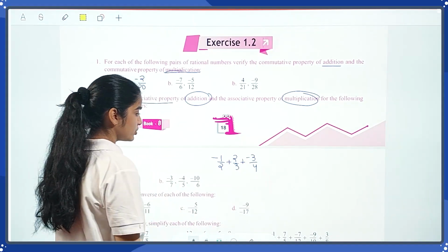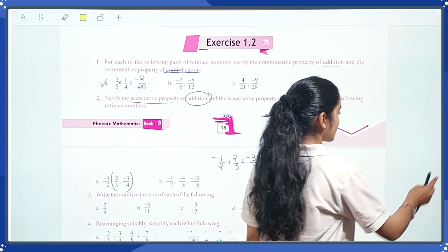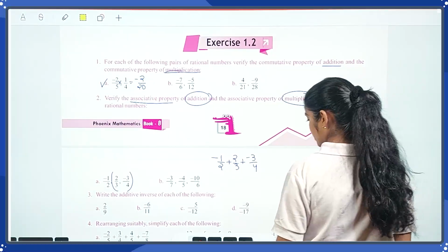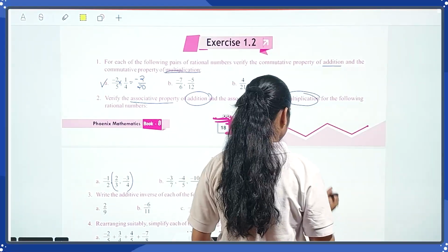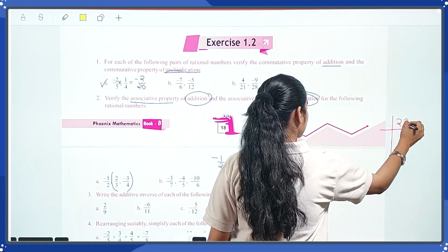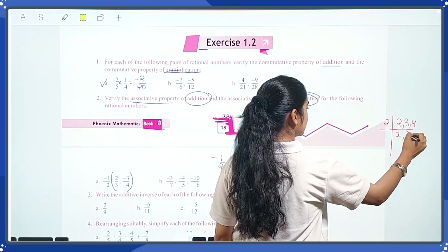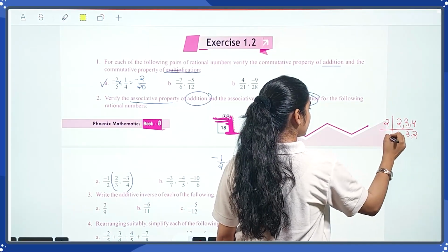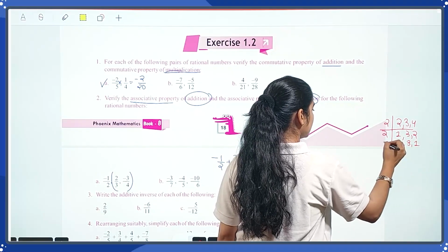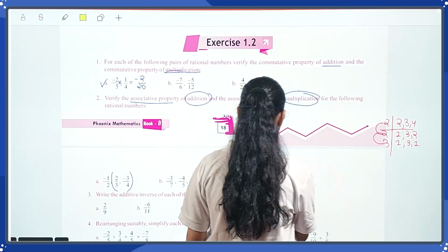This is for the addition, 2, 3, 4. So what we have to do, first we have to take the LCM of 2, 3 and 4. 2 2s are 4, 4 3s are 12. So the LCM is 12.